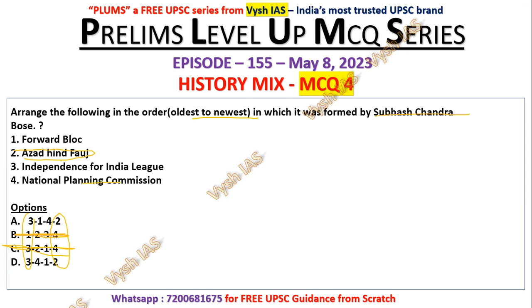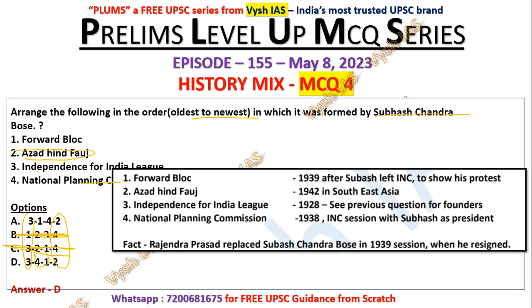So for the Planning Commission, you have to be part of the Congress. Again that way you will see that 4 should come first, because after that only he left Congress, then only he'll form the other things. So 3 4 1 2. So here the answer is D. So Forward Bloc, I'll tell you in order. The third one, if you see, Independence for India League, that is this one.